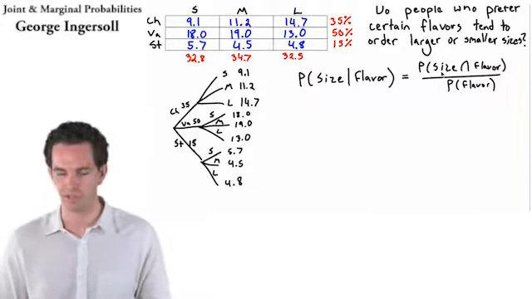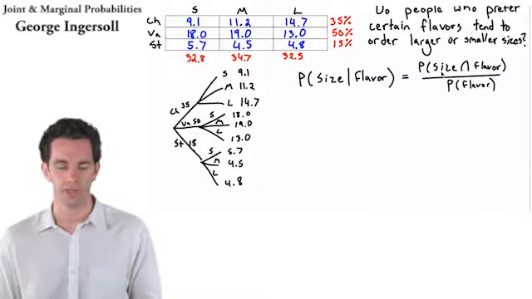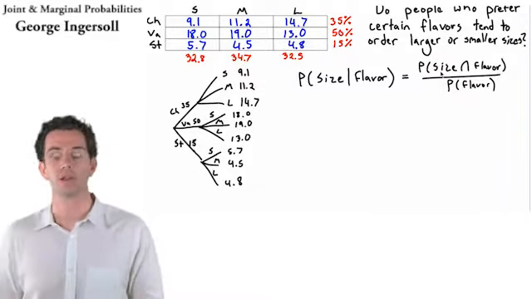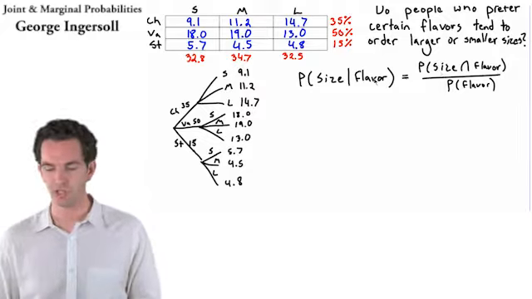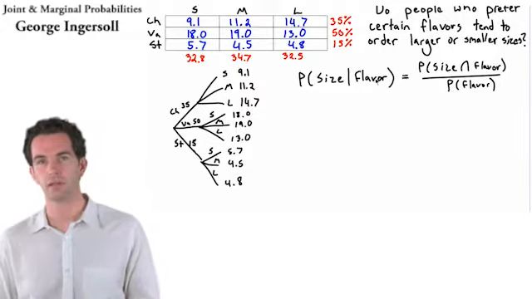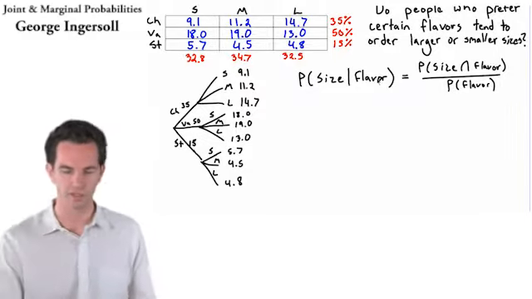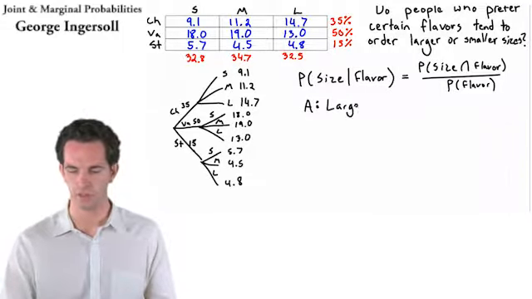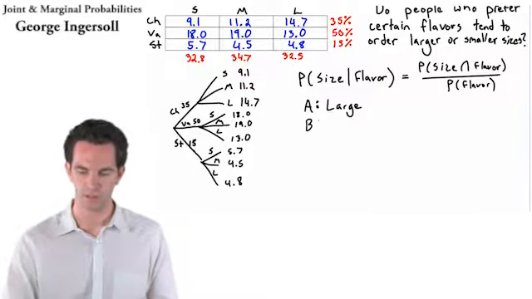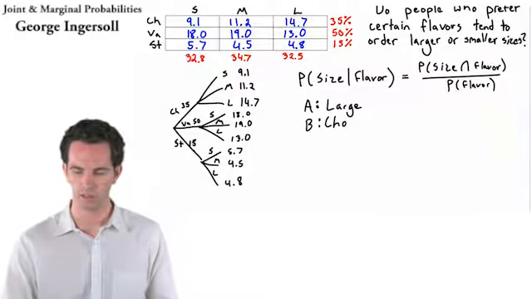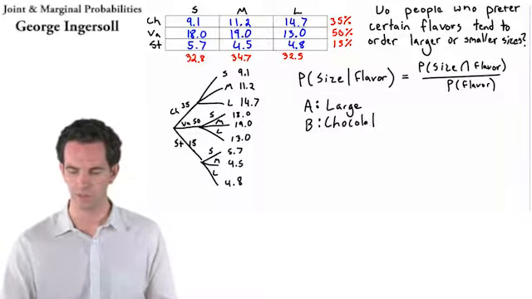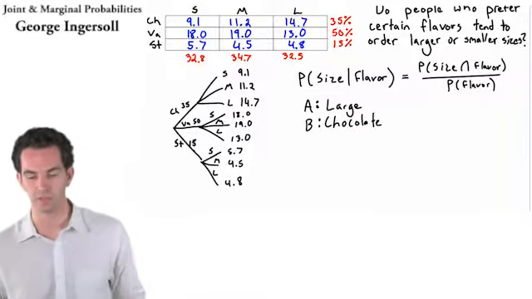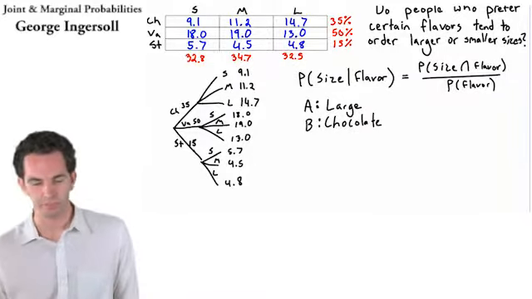These are not real events. You can't say an event is size. You would say an event is size large, and the flavor is chocolate. But let's actually do that. Let's say A is large and B is chocolate. Those are real events. So we actually really could do this equation here.